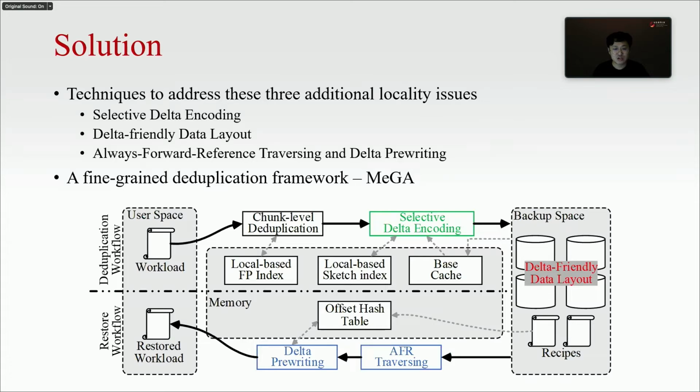These 3 issues trouble both the deduplication and the restore workflow, and we propose 3 techniques for them respectively. Then, combining these techniques, we propose a fine-grained deduplication framework, Mega. It runs selective data encoding on the deduplication workflow, applies the data-friendly data layout on deduplicated data, and performs AFR traversing and delta pre-writing on the restore workflow.